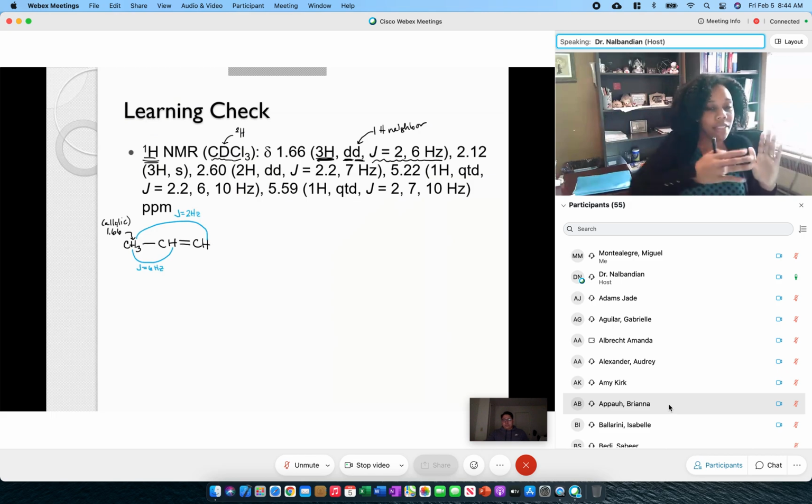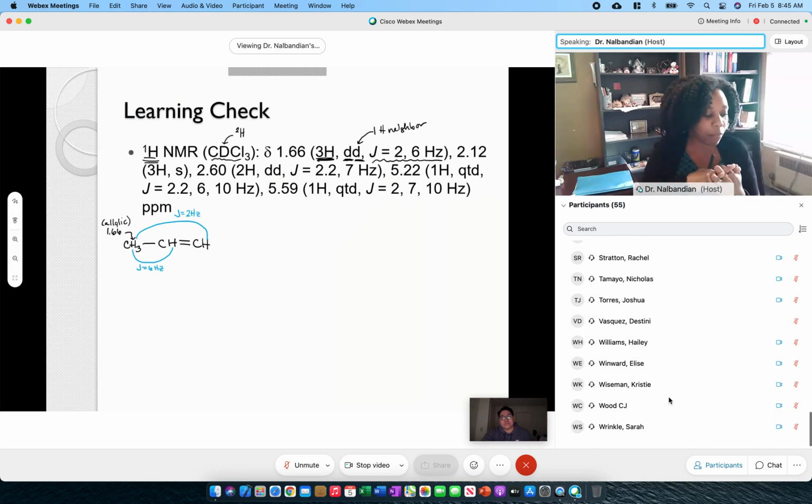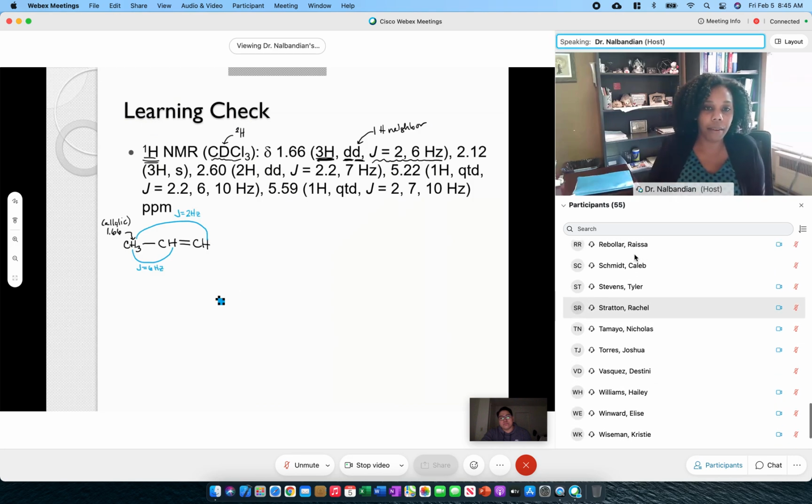So the CH3 and then 3 carbons away. Now through the double bond, those two can see each other. We usually didn't see that, right? We didn't see that before when we had single bonds, but now we can do this long range coupling.